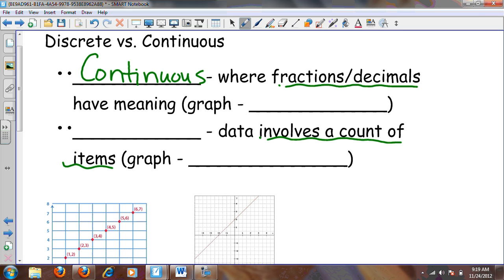What do you think the graph will look like where we have continuous data? Well, example 2's graph is a line. That leaves data that involves a count of items as discrete. And when we have data that involves just a count of items as discrete data, like example 3, you cannot buy part of a sheet at the photo booth. That means we cannot connect our dots. So the graph is just going to be points.